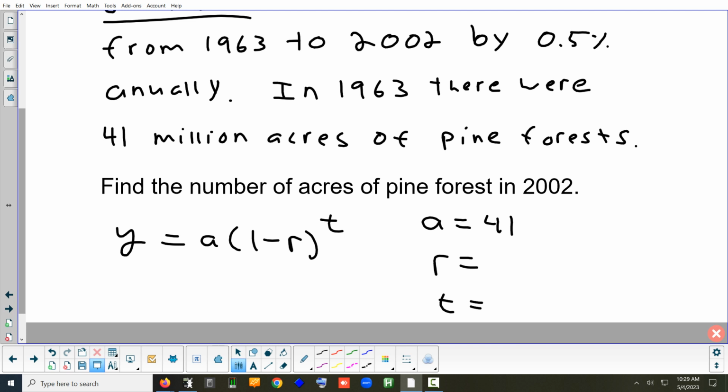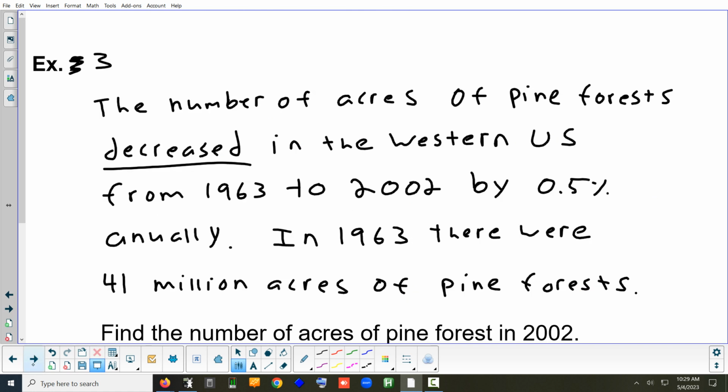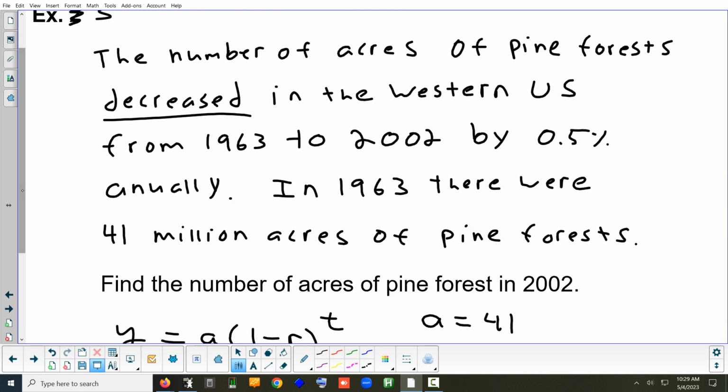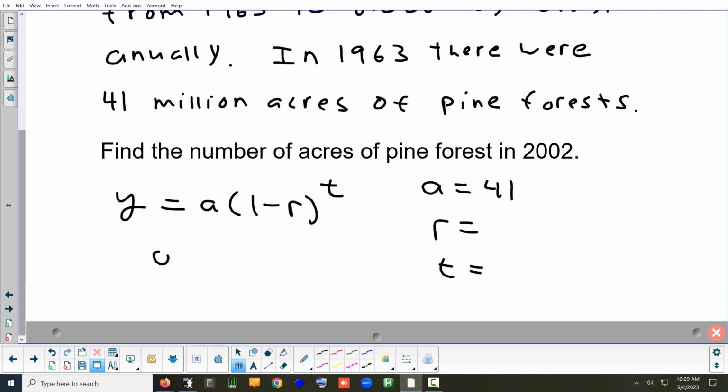Okay, what about R? What does R stand for? Yeah, that's the decay rate. Okay, you had that right on the other page. R is the decay rate, but it has to be a decimal. Okay, what's the decay rate that they give me in this problem, before we change it? 0.5%.